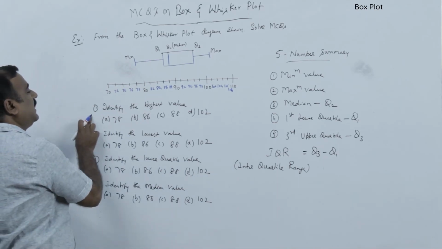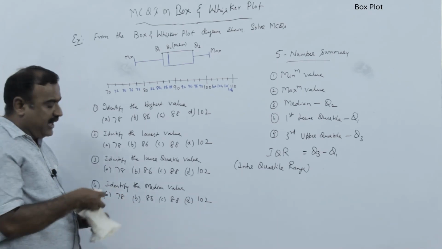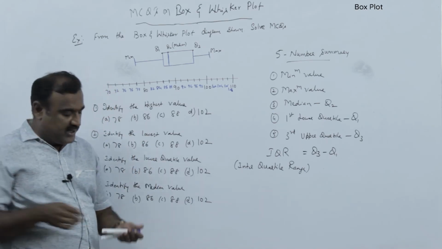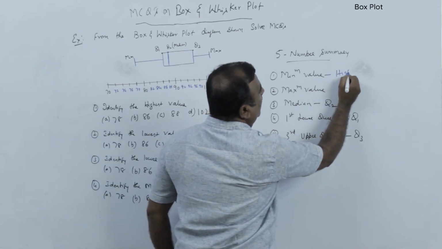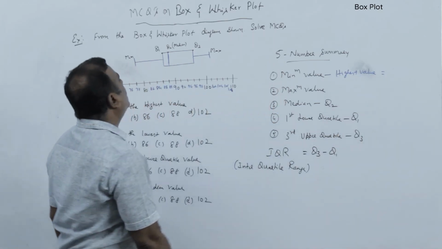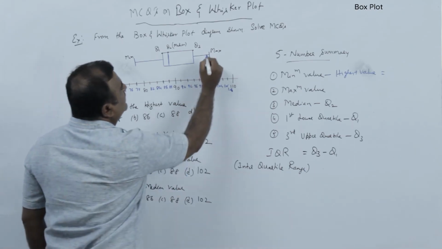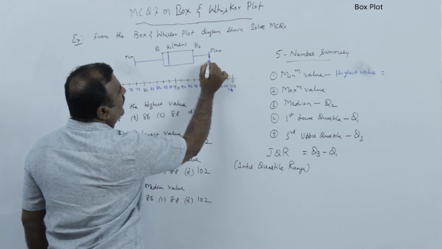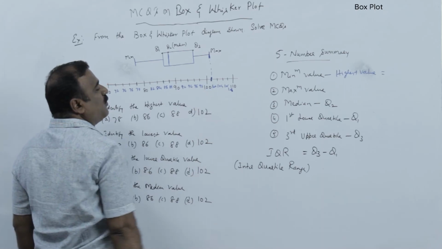Now, the first question is: identify the highest value. Highest value is nothing but the maximum value. This is also called the highest value. Now, in this box plot, the highest or maximum value of the data is this one. This is the highest or maximum value, and it corresponds to this point. This point is 102.